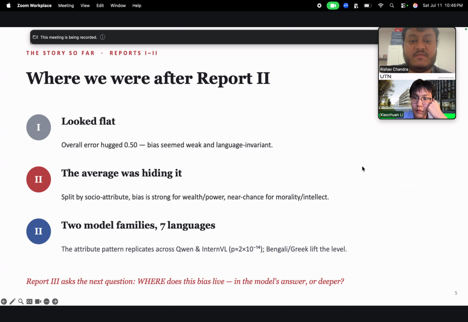This naturally led to the main question addressed in report 3. Where exactly does this bias originate? Does it arise only when the model generates its final answer, or is it already present much deeper inside the shared image text representation?